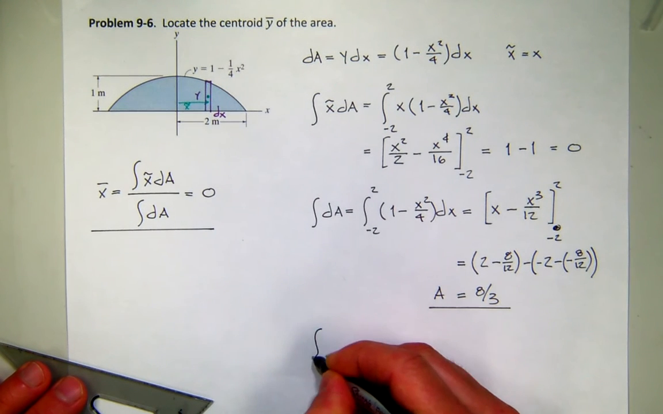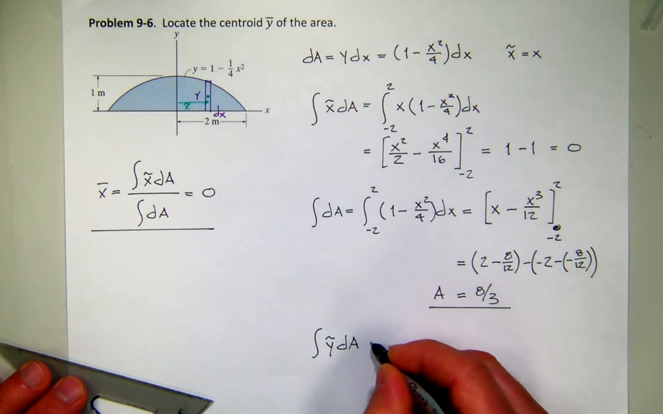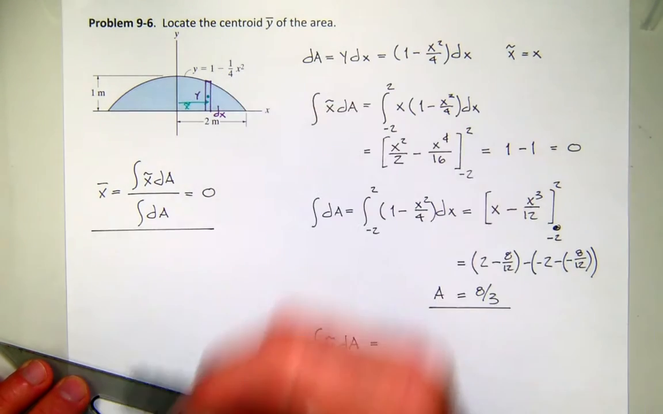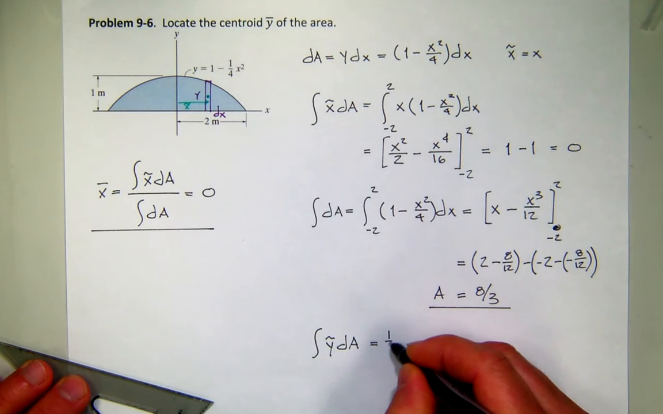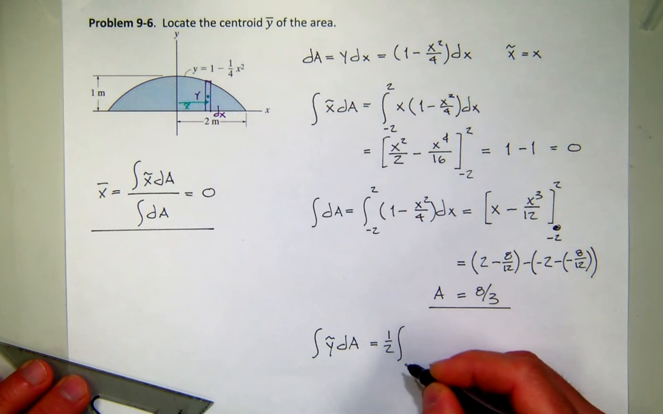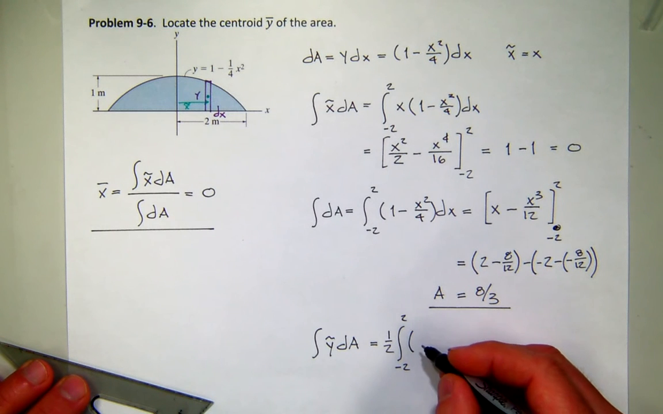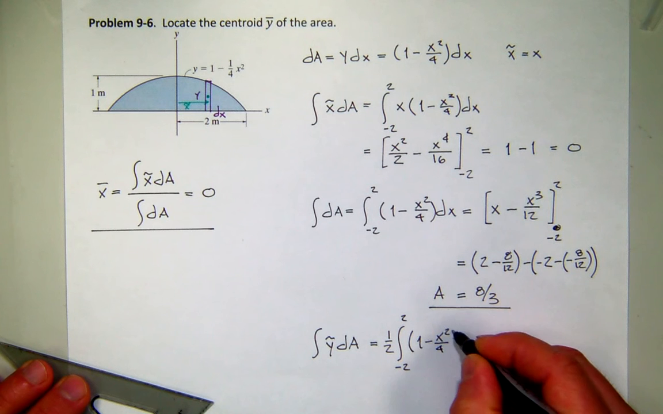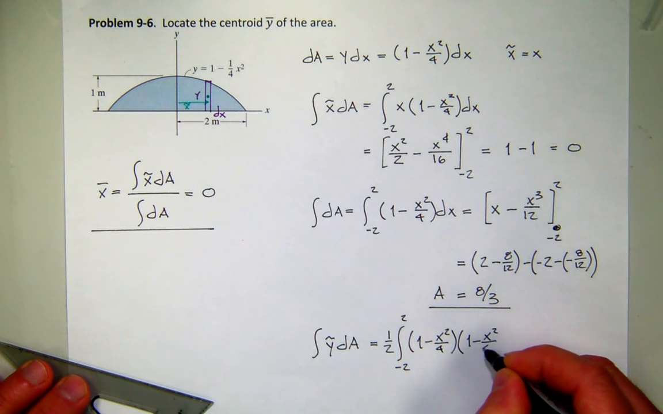So I need to calculate this term. What's the distance to the y centroid? It's going to be whatever the height y is divided by 2, right? So I'll have a 1/2, and I'll have the integral from -2 to 2 of 1 minus x squared over 4, and then dA, which is also 1 minus x squared over 4.